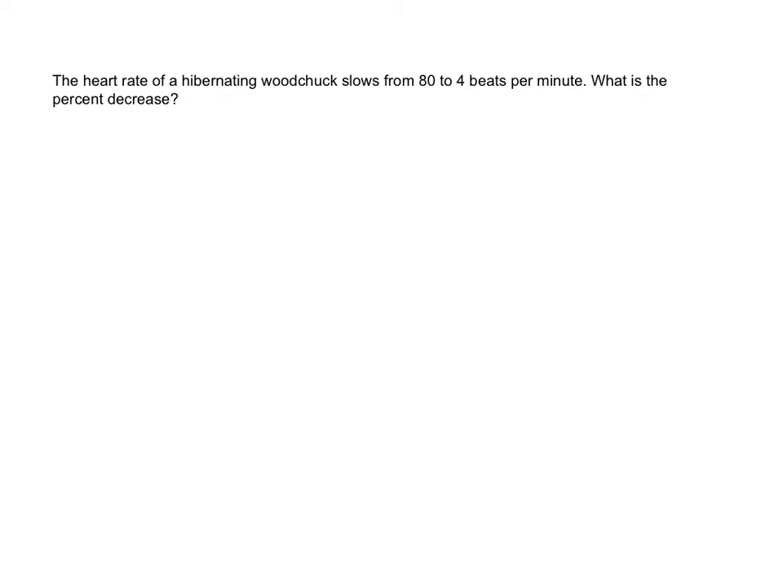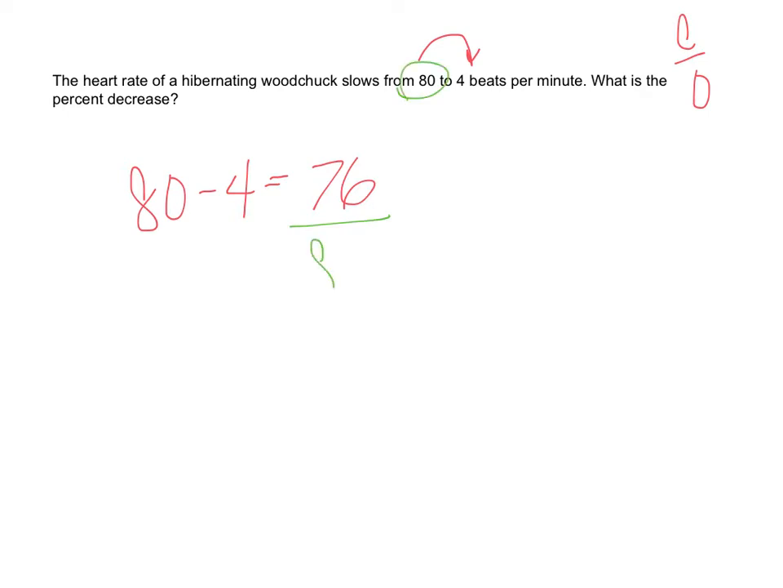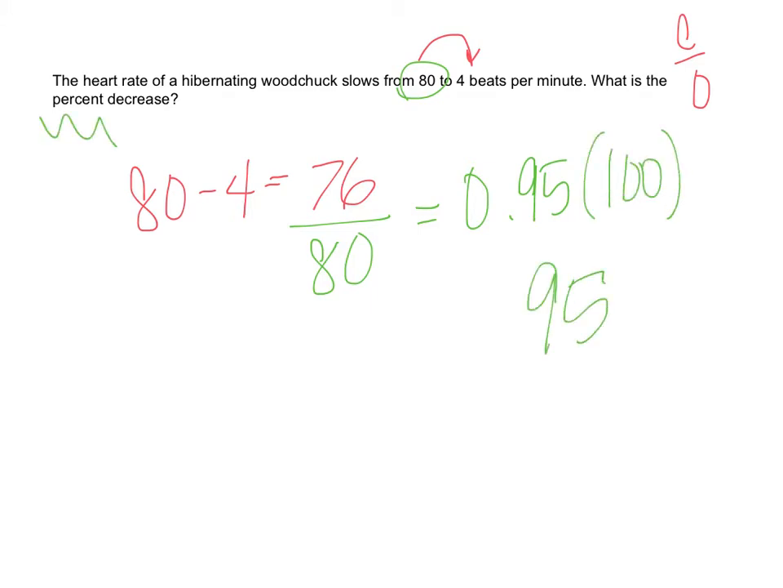So let's try this word problem. It says the heart rate of a hibernating woodchuck slows from 80 beats to 4 beats per minute. What is the percent decrease? So this tells us it's a decrease right away. So first, we still need to find that change. So we're going from 80 to 4. So what is that change? Well, 80 minus 4 is 76. That's my change. So we're doing change over the original. You started at 80, so we're going to do 76 over 80. Divide those out, and you get 0.95. I want to find that as a percent, so again, multiply by 100, and you get 95%.